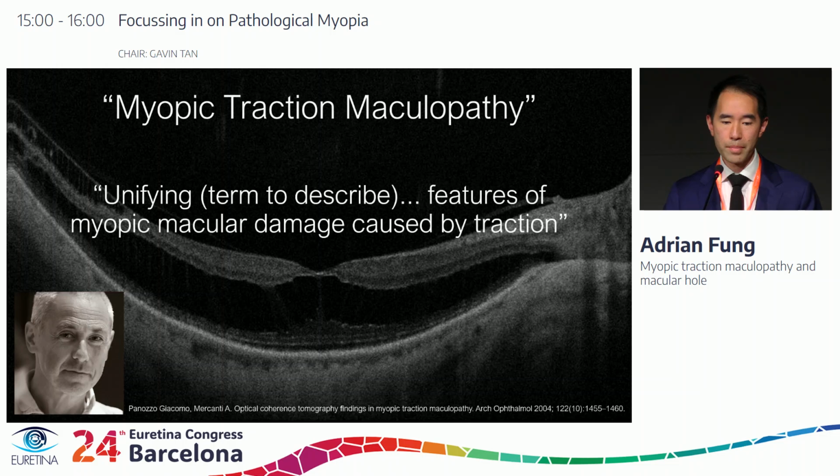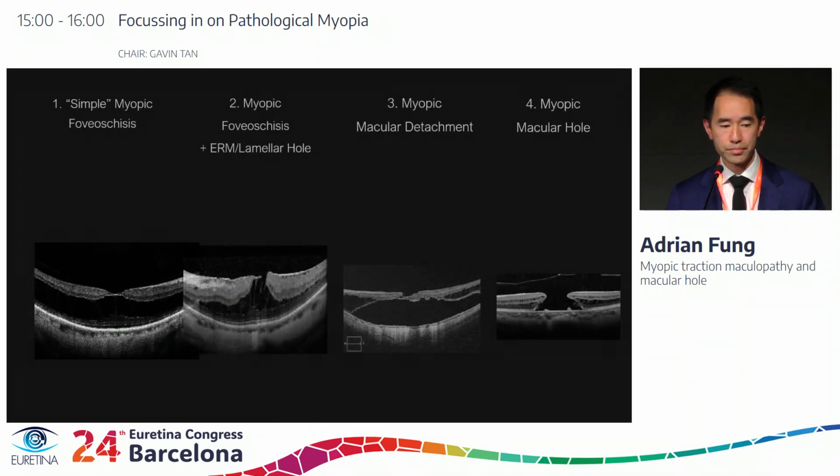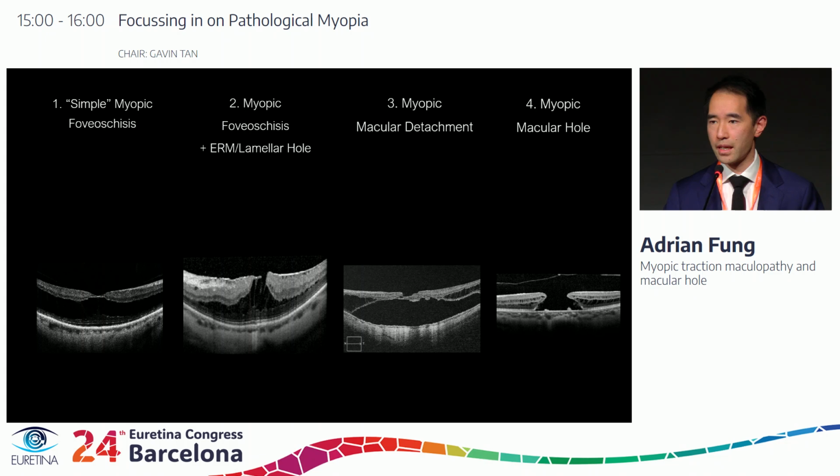So the term myopic traction maculopathy comes from Panozzo and Mortemousque almost 20 years ago, and it's defined as features of myopic macular damage caused by traction. There are four main aspects of this: what we call simple myopic foveoschisis on the left, the combination of myopic foveoschisis with an epiretinal membrane or lamellar macular hole, a myopic macular detachment, and myopic macular holes.